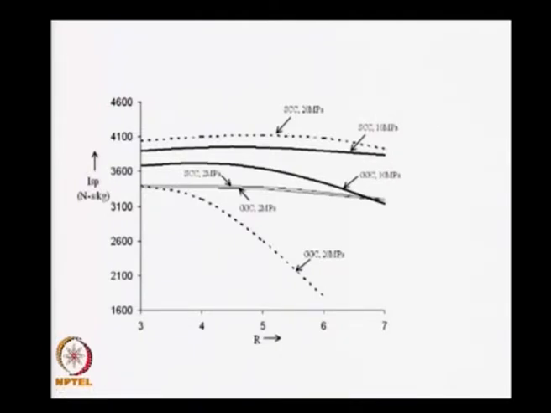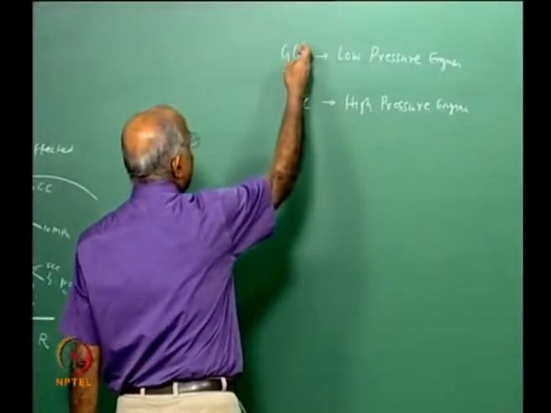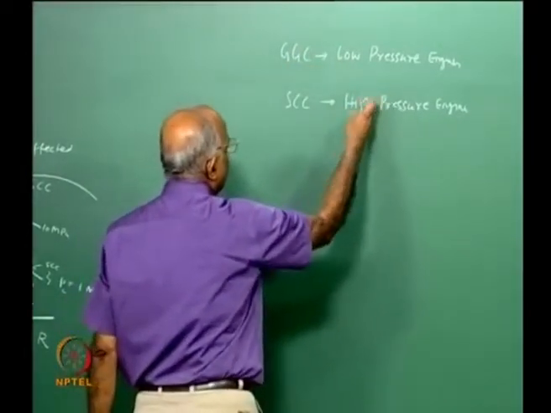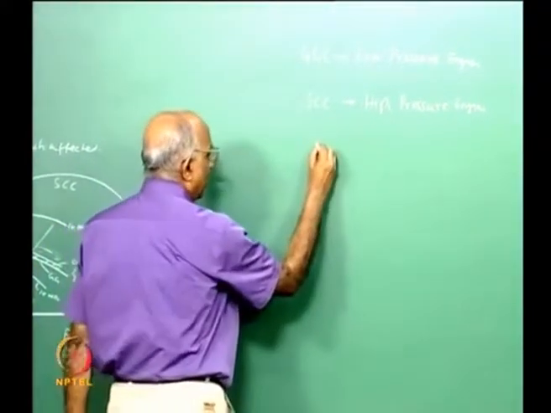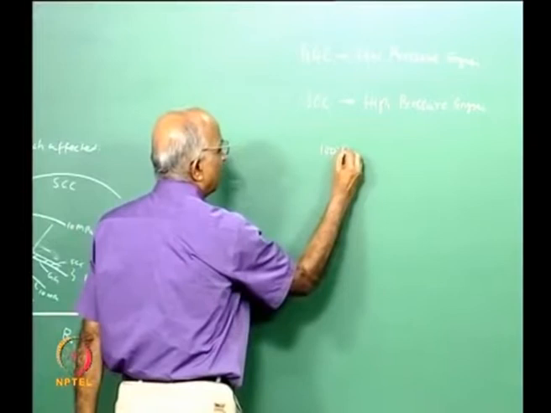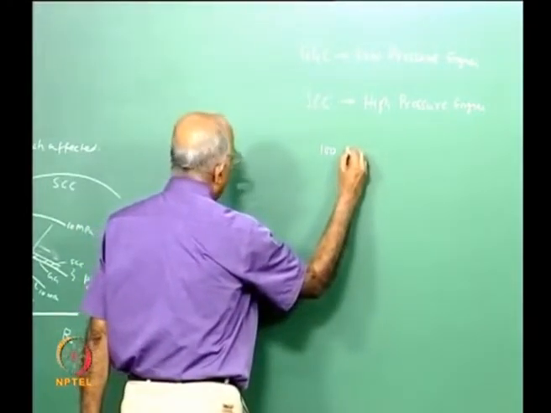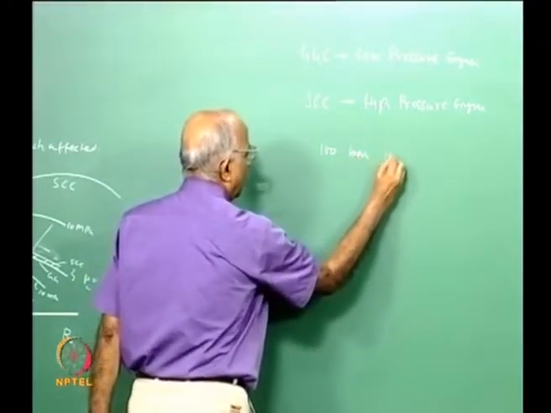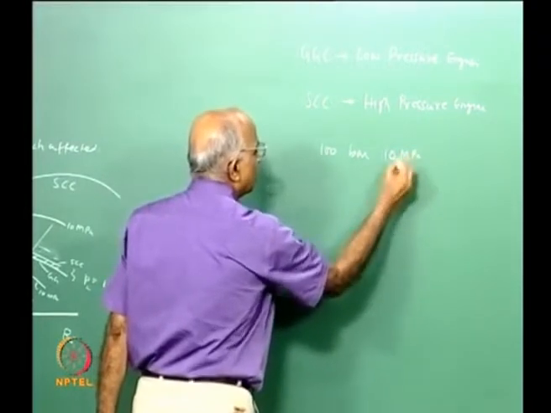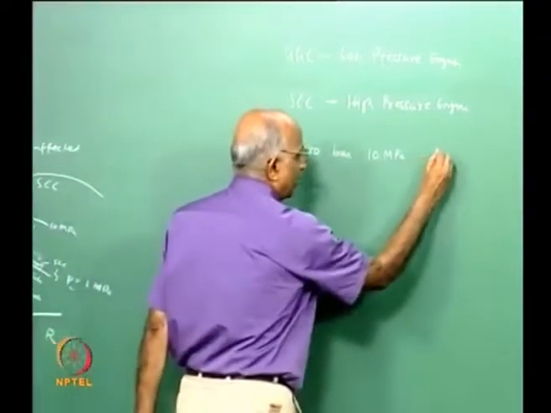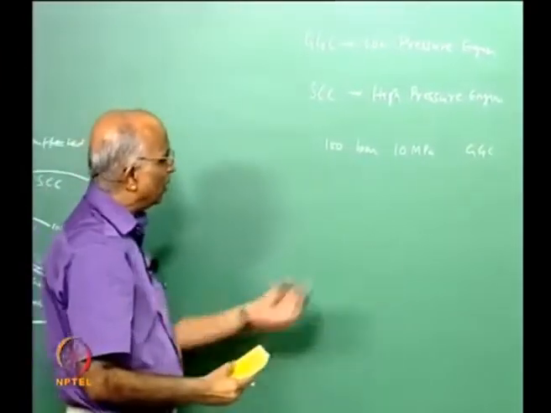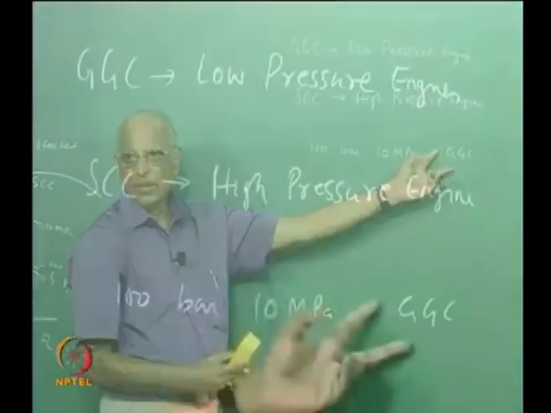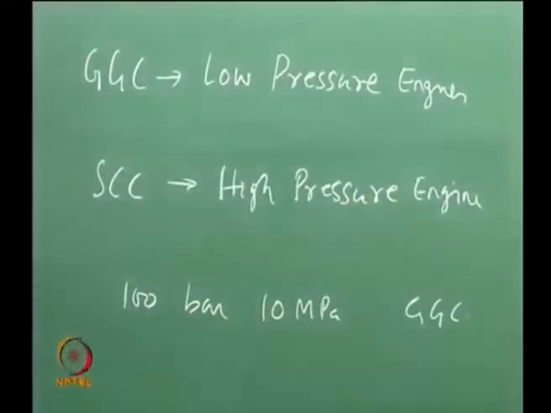In other words, all I am trying to say is, if I have a low pressure engine, maybe a GG cycle is adequate. If I have a high pressure engine, it is necessary to go for a staged combustion cycle, and generally for cryo engines, 100 bar or 10 MPa seems to be the limit for a gas generator cycle. Above this, to operate a gas generator cycle, you will lose more than what you can gain, and this is how we do a cycle analysis.